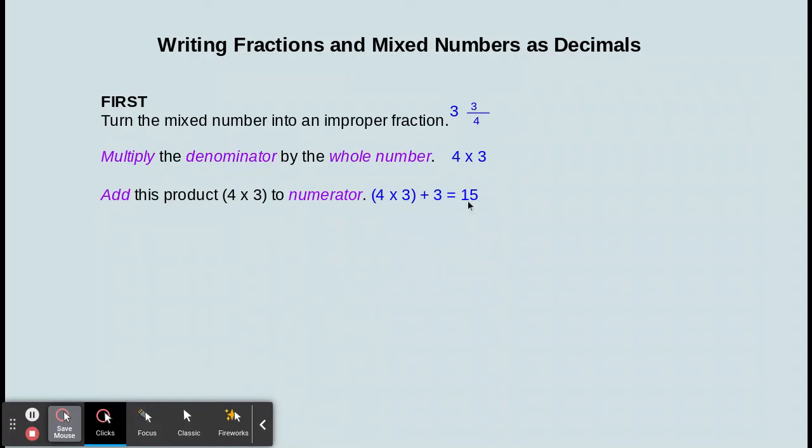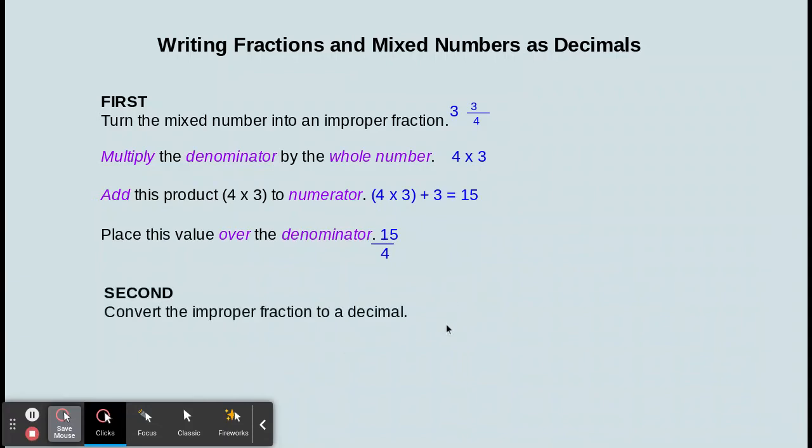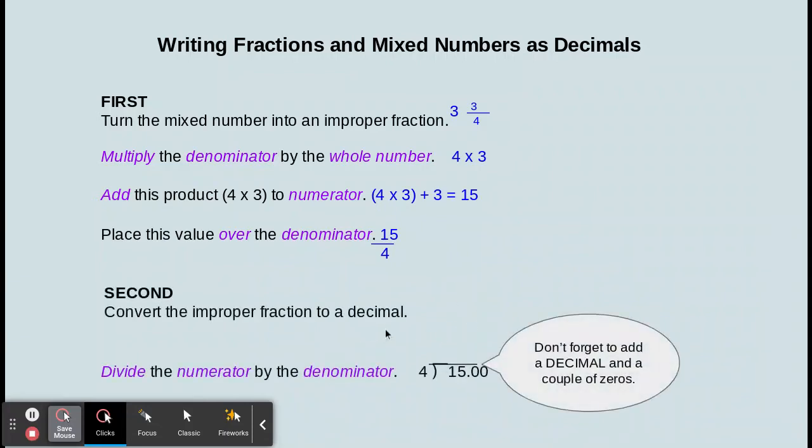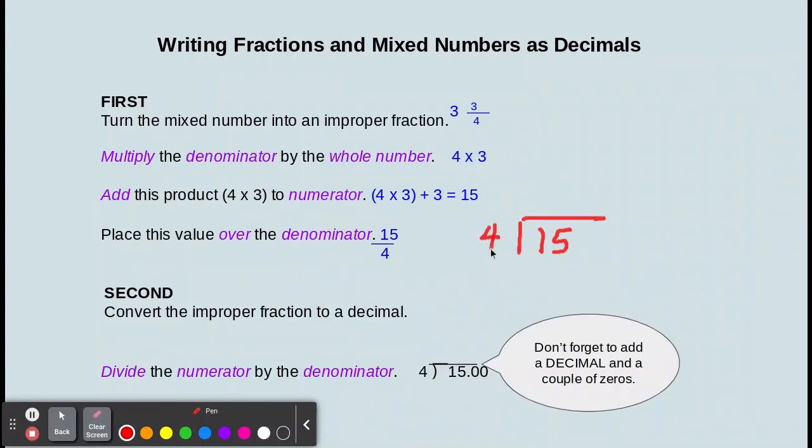Now this is our new numerator, and we keep our original denominator, so the answer is 15 over 4. So we have now changed our mixed number into an improper fraction, and we now need to change that into a decimal. To do that, we divide the numerator by the denominator. So 15 over 4 is the same thing as saying 15 divided by 4. I add a decimal point and a couple of zeros, so I know what my decimal is going to look like.